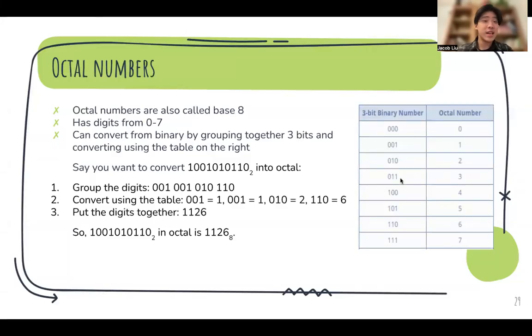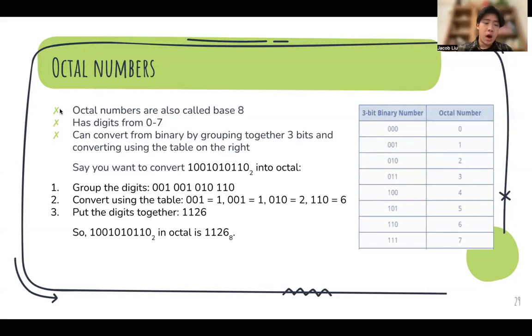Hey everyone, in today's video, we will be learning about octal numbers, and also hexadecimal numbers too. This video will build upon our knowledge of binary numbers, so if you haven't watched those videos, please go back and review them. But without further ado, let's get started.